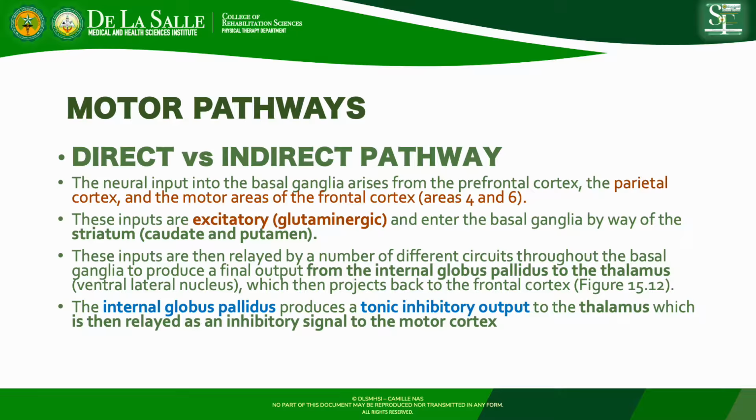So these inputs are then relayed by a number of different circuits throughout the basal nuclei to produce a final output from the internal globus pallidus to the thalamus. So it will send like a question to the basal nuclei. The brain will send information or an afferent input to the basal nuclei. It will ask what is the appropriate response, or what muscle should be inhibited, what muscle should be excited.